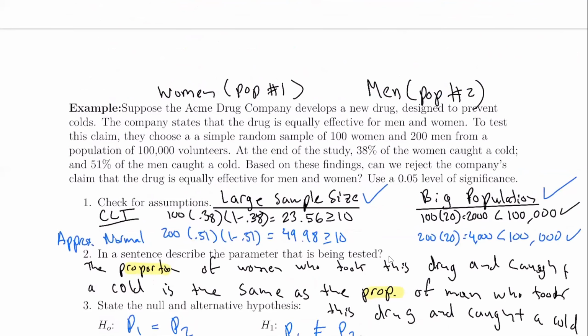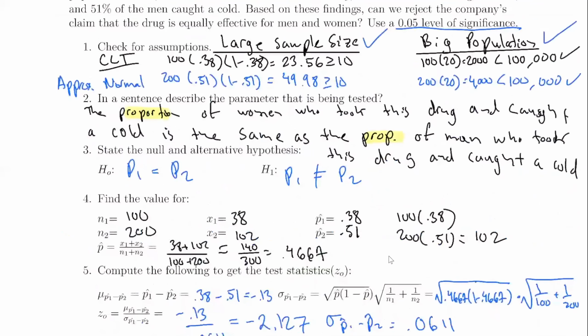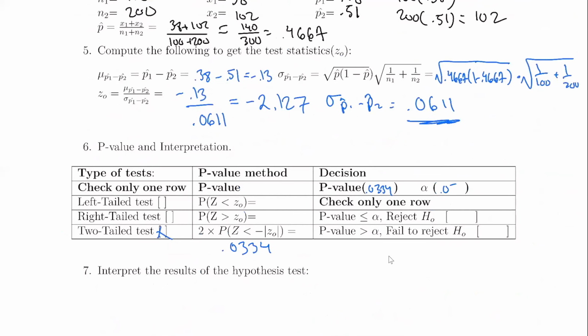If you look at the problem, they tell us we want a 0.05 level of significance. So we put it there. Which one's bigger, my p-value or my alpha? Alpha of 0.05 or p-value of 0.0334? Alpha, perfect. Since alpha is bigger than the p-value, you want to say we reject the null hypothesis. So we reject the null hypothesis.